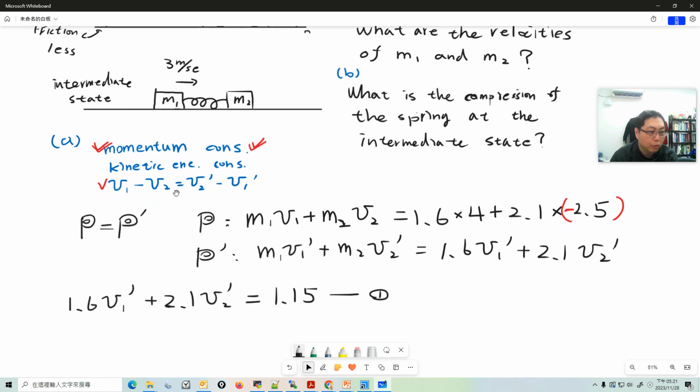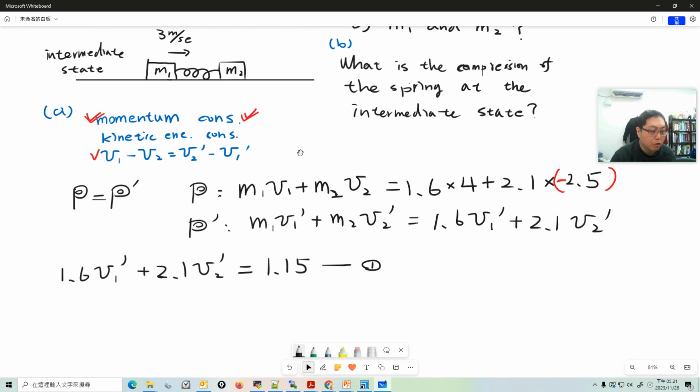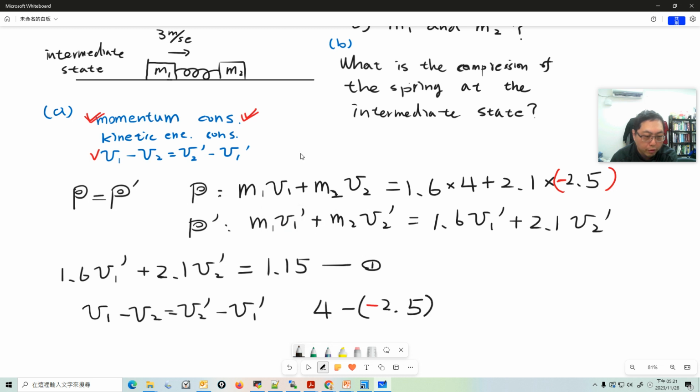So I will pick this one: v1 minus v2 equal to v2 prime minus v1 prime. What is v1? It's 4, right? So be careful: 4 minus v2, which is minus 2.5, so 4 minus minus 2.5, equal to v2 prime minus v1 prime.